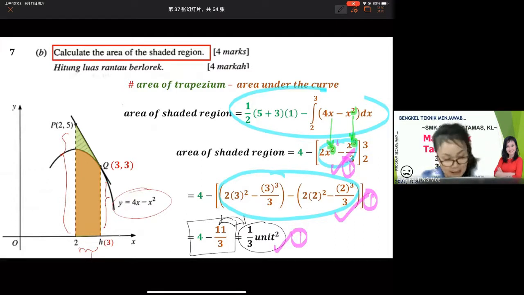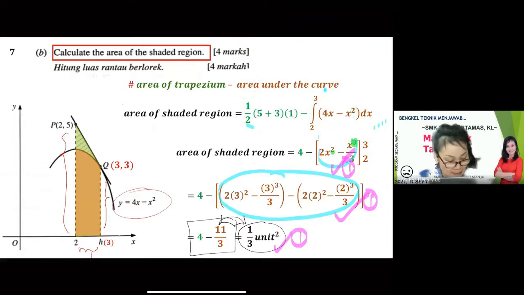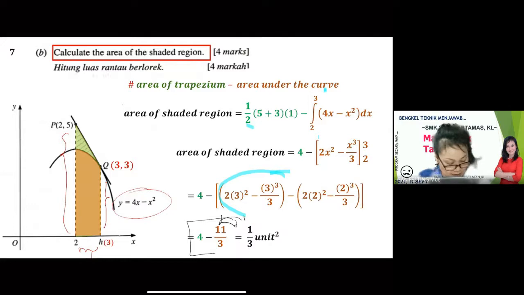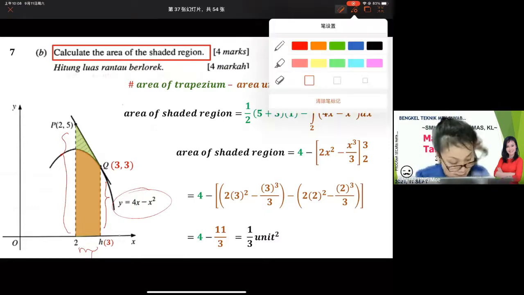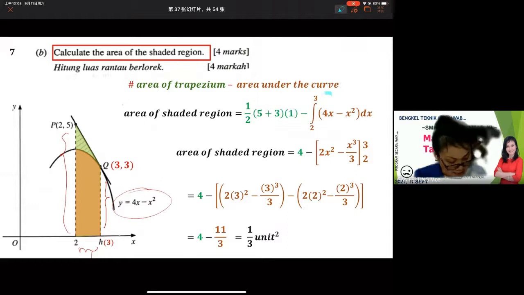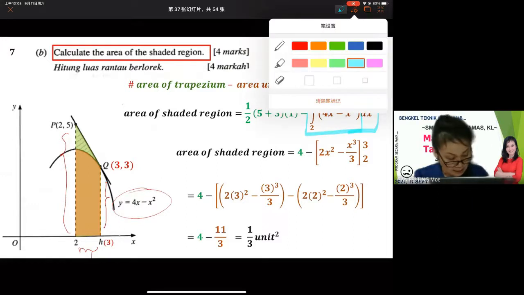Before I proceed, before I forget, I would like to let you know, some of you are very good in using the calculator. I'm not good in that. Either you use the Classwiz calculator or you use the 570 calculator. By keying the equation of this into your calculator, keying this into your calculator.